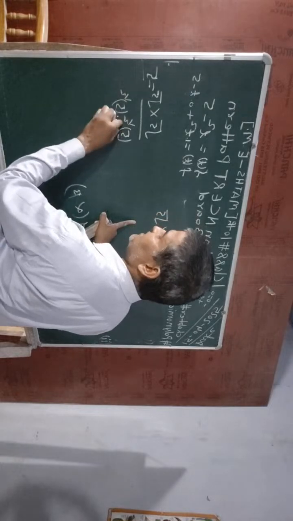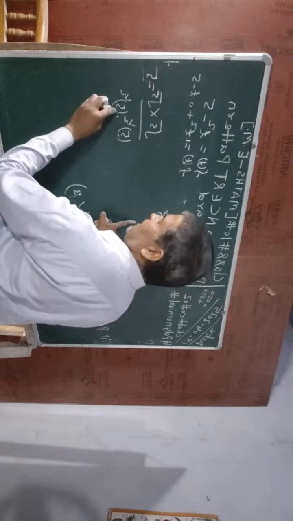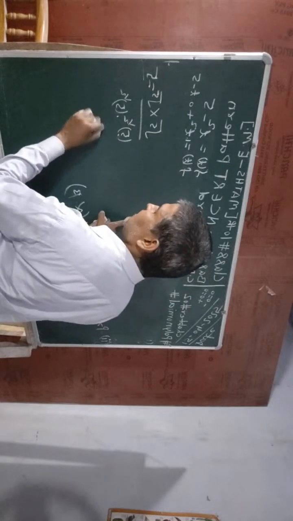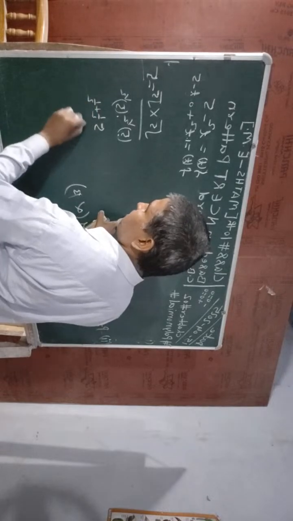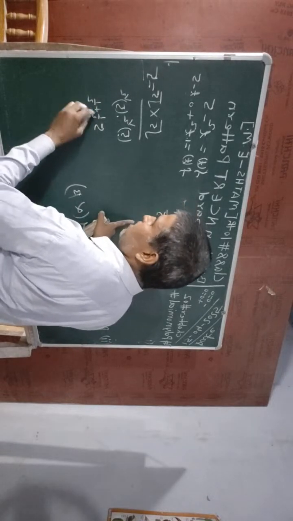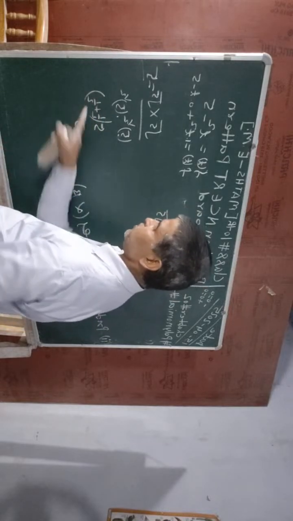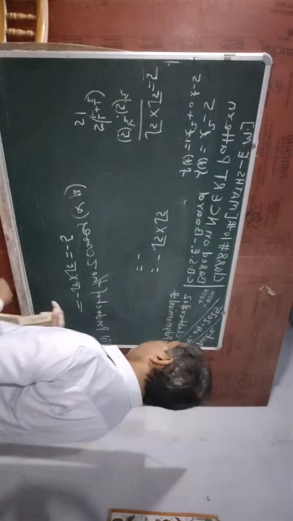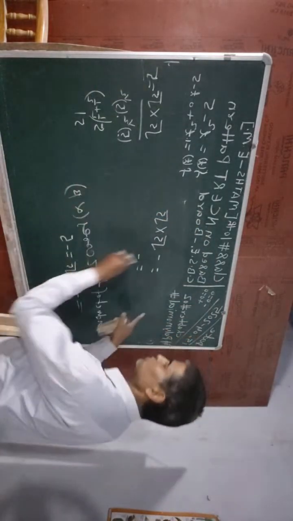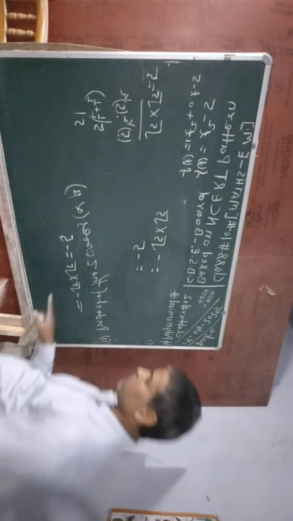This is the base and this is the power. If the base is the same, I will add the powers, 1 by 2 plus 1 by 2. In the place of power I will write 1 by 2 plus 1 by 2, it will become 1. Therefore I am writing there 5. So here I have written 5.